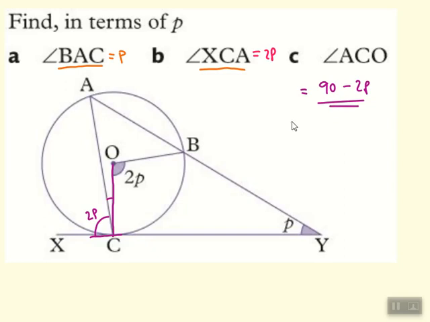Now, by the way, it's all algebraic, so unfortunately you can't simplify that really, unless you want to introduce a bracket, but you're causing more work than is necessary. But that's it. So it's p, 2p, and then 90 take away 2p.